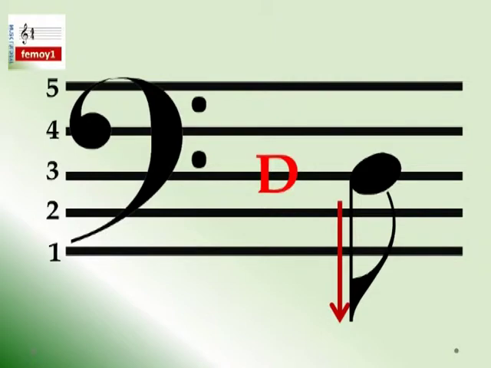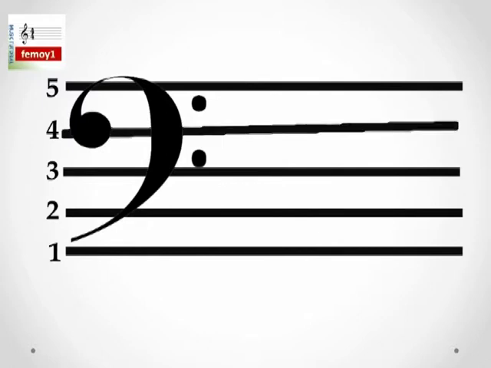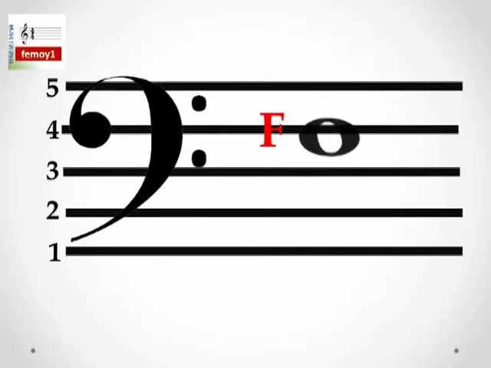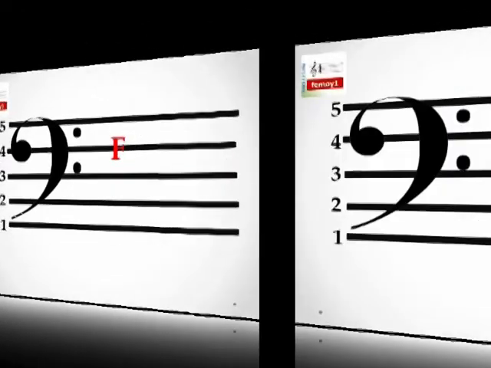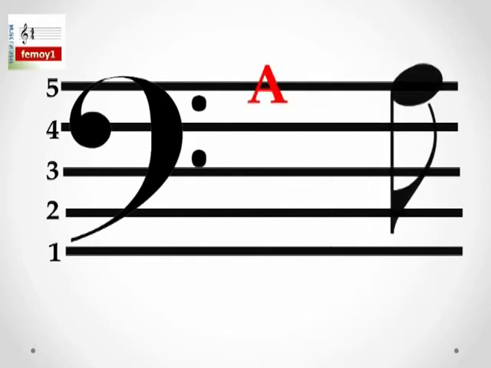Next, on the fourth line of the staff or the bass clef, we have F. It means that all the notes found on the fourth line are always F, either the note is a whole note, a half note, a quarter note, an eighth note, and so on. And finally, the fifth line of the bass clef is always A, either the note is a whole note, a half note, a quarter note, an eighth note, and so on.